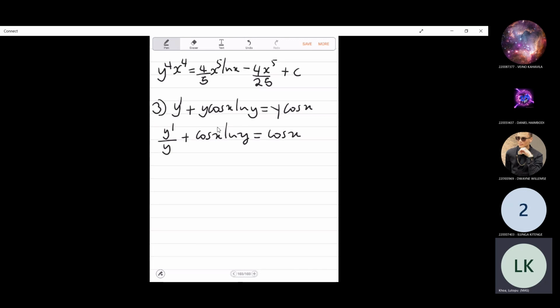And then we have ln of y, the derivative of ln of y is 1 over y, so we can make the substitution. So we have z is equal to ln of y, and then z prime, this is 1 over y times y prime, so it's just y prime over y. So z prime plus z cos x is equal to cos x.